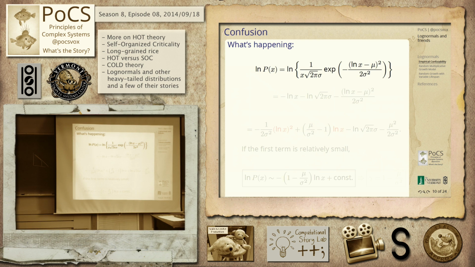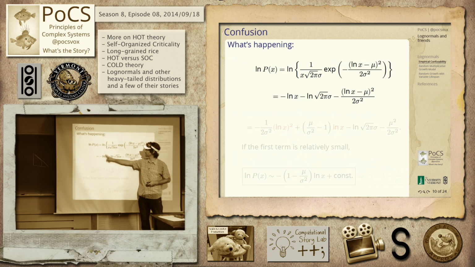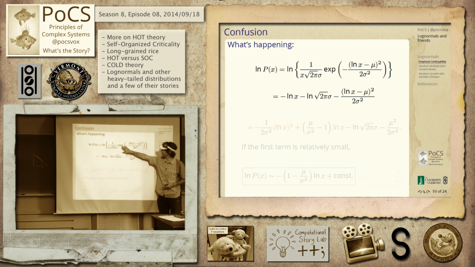So let's unpack this guy. We've got our P of X, and we're going to take the log of both sides because we know we're going to put this in a log-log plot. Let's just deal with this. We've got a piece at the front: one over X becomes minus log X. There's a minus log root 2 pi sigma, that's this guy, and then this is all exponentiated, so everything just comes down.